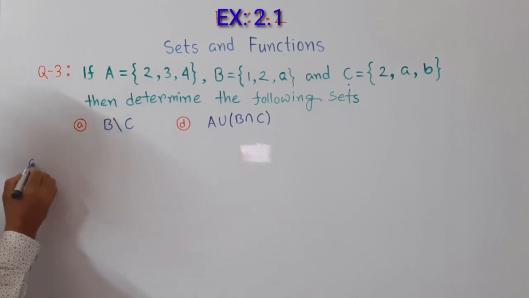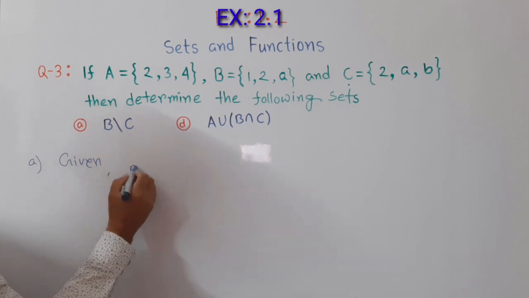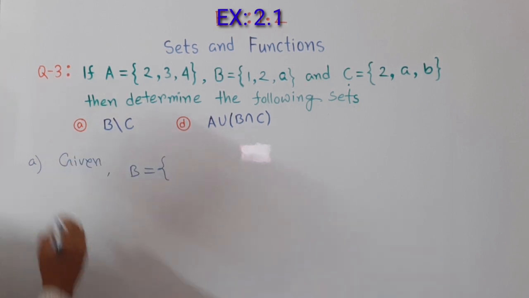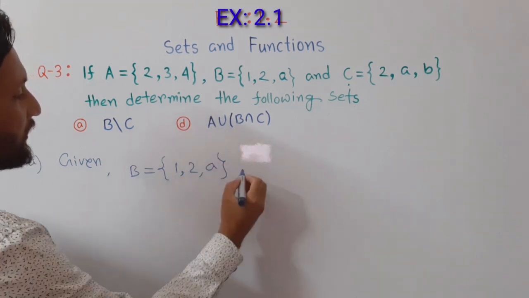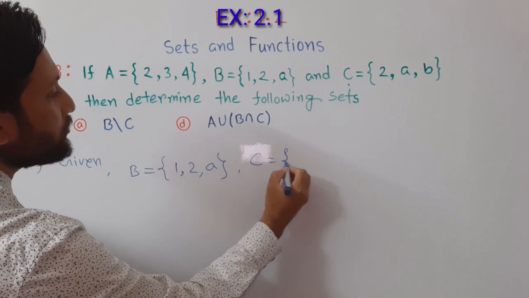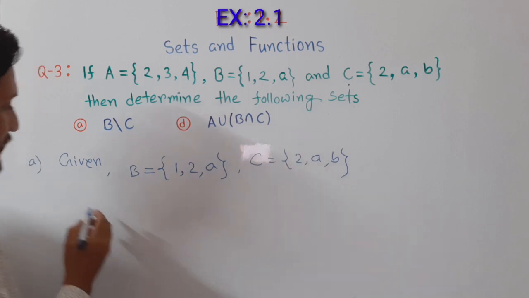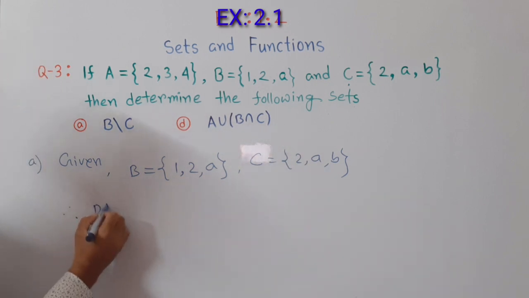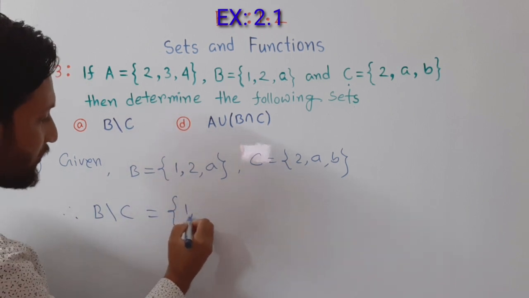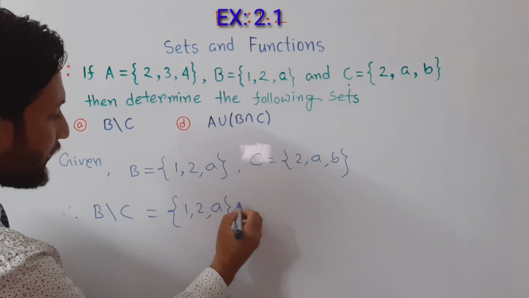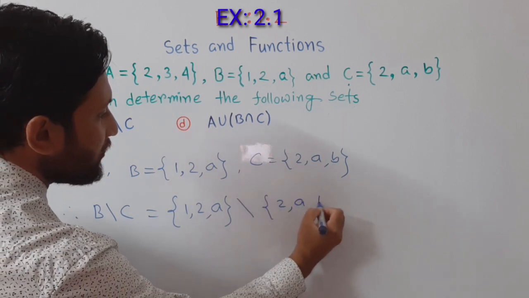Okay, at first write down the given part. Given set B is 1, 2, a, 3 elements, and then set C is 2, a, b, here also 3 elements. Okay, so now B minus C, that means B subtraction of C. So write down the B set 1, 2, a, and then minus C, 2, a, b.